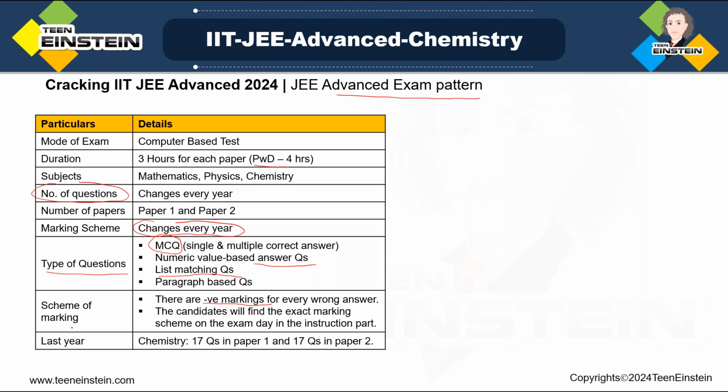Now, if we talk about last year, 2023, then in the chemistry part, obviously, because our topic is chemistry, 17 questions are there in paper 1 and also 17 questions in paper 2. Next, we will see the instructions from last year, because we know that it changes every year, but if we see the instructions given in 2023, you will have some idea. Okay, so let's see.